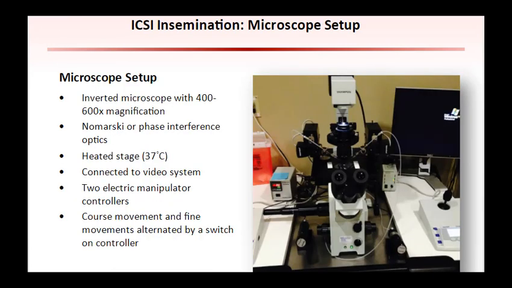The microinjection setup allows the embryologist extremely fine control during the procedure. The setup includes an inverted microscope capable of 400 to 600x magnification connected to a video system. The microscope has a heated stage, 2 electric motor-driven coarse and fine control manipulators, and 2 microinjectors. The microscope must be equipped with Nomarski or other phase interference optics.